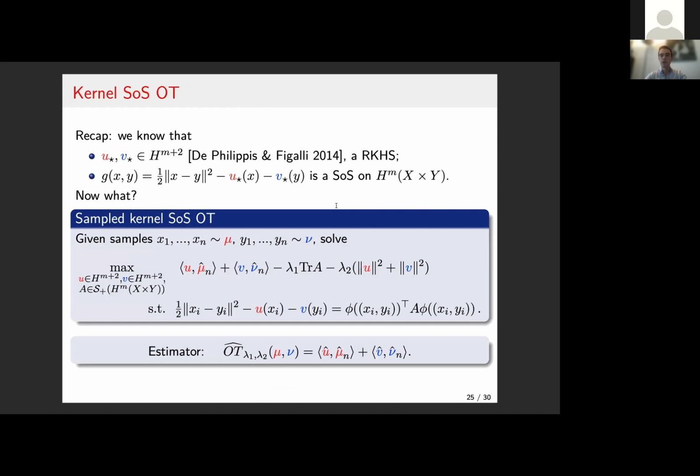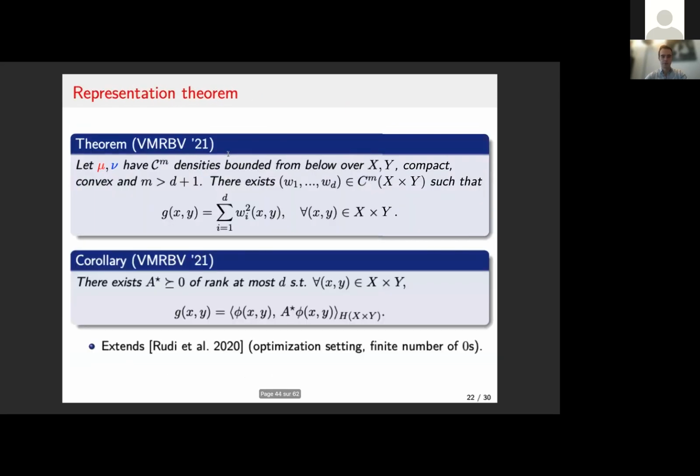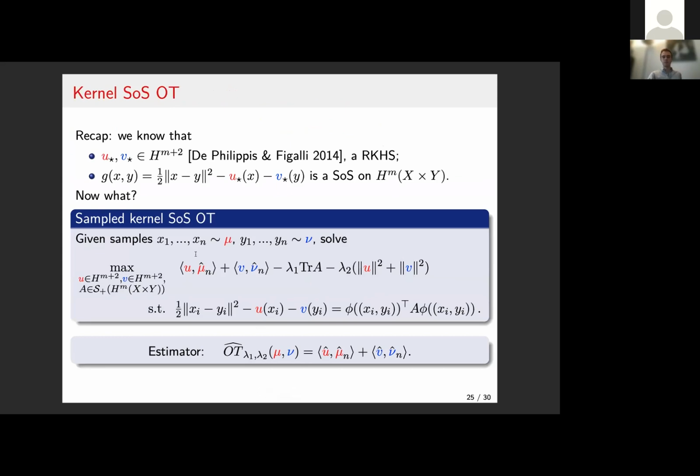What we're going to do is take the original transport problem, which is here, and replace the constraint with a sum of squares, replace u and v with functions in the RKHS, and discretize everything. So we get this problem. We also replace our distributions mu by their empirical counterpart. What we would like to solve is this totally discretized version of the problem, where instead of mu we have the empirical version of mu. Instead of having the constraint applied everywhere, we constrain the function to be equal to a kernel sum of squares at some given locations xi, yi that we've sampled.